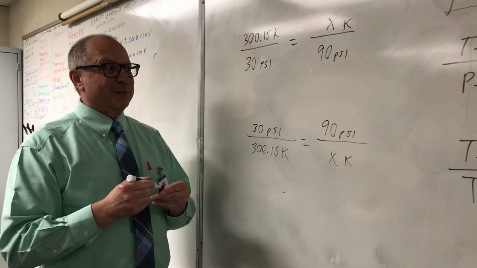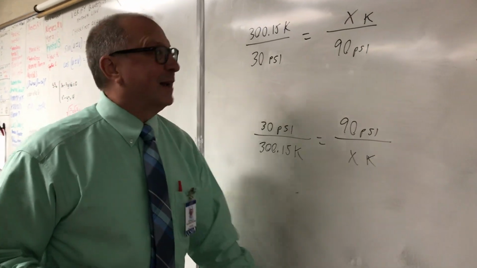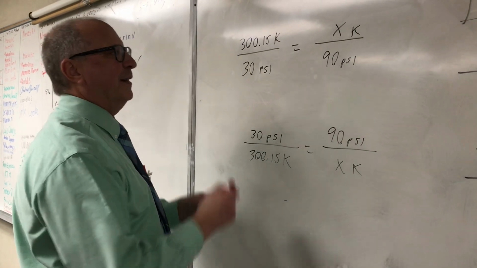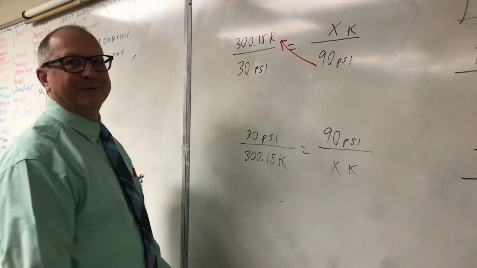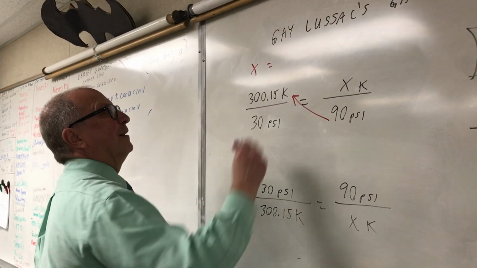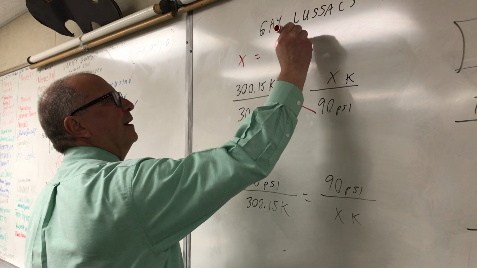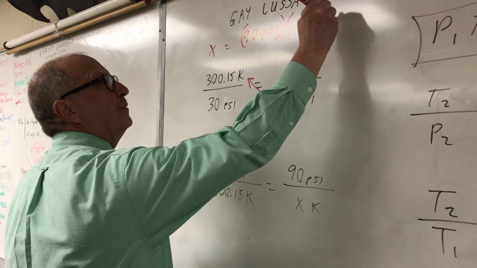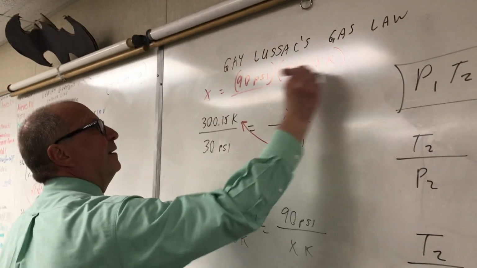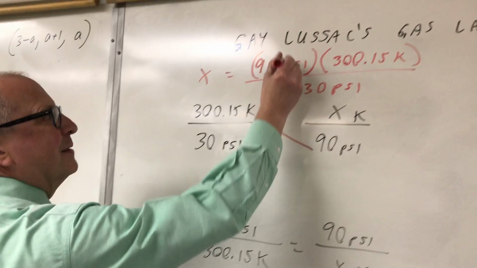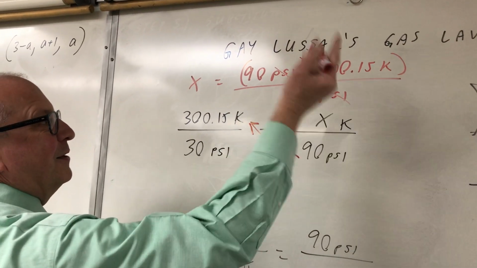Doesn't matter, because what are we going to do? Okay, we got to solve for X, don't we? Yes. Okay, so I need X alone. So all I got to do is move this up here. That's it. X equals 90 psi times 300.15 K over 30 psi. Now, you cancel this, use your calculator, you're good to go.